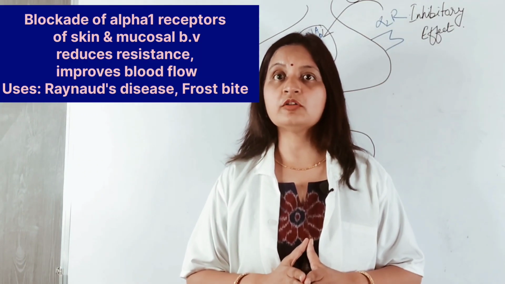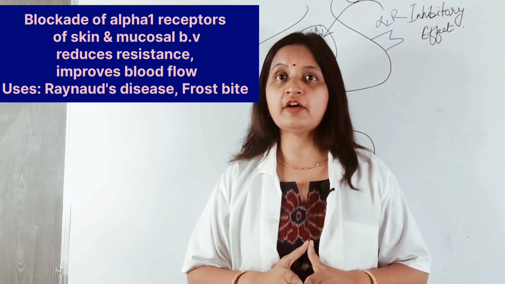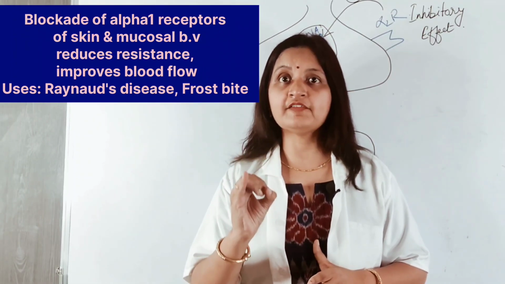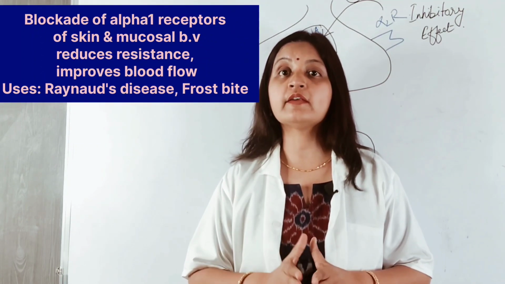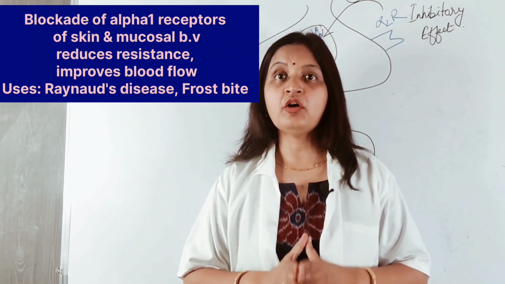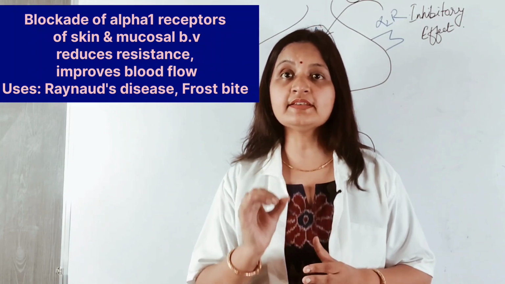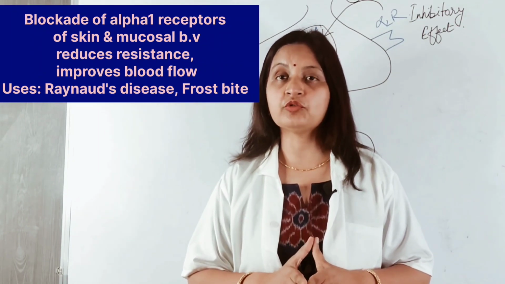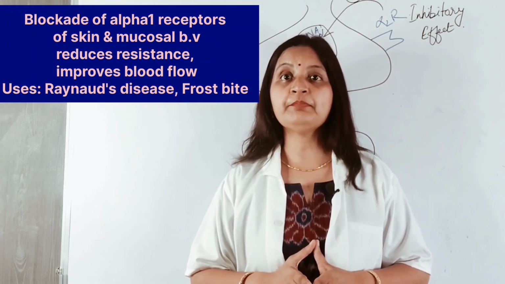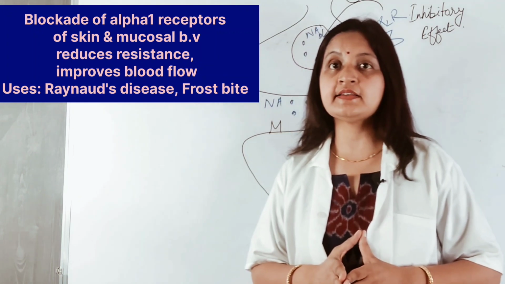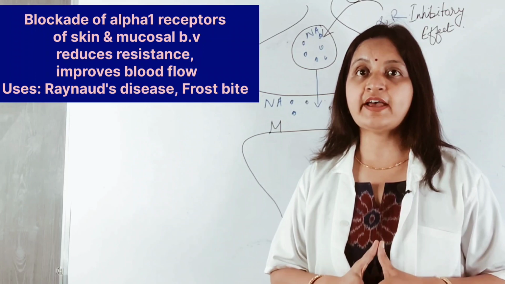Alpha 1 receptors are also located in the small arteries of the skin and mucosa. Stimulation of these receptors causes constriction of the blood vessels, decreasing the blood flow to the skin and mucosa, and can cause dermal necrosis. Therefore, blocking these receptors dilates the blood vessels, increases the blood flow to the skin and mucosa. And this is why alpha blockers are very useful for the treatment of peripheral vascular diseases such as Raynaud's phenomenon, frostbite, and other peripheral vascular diseases.